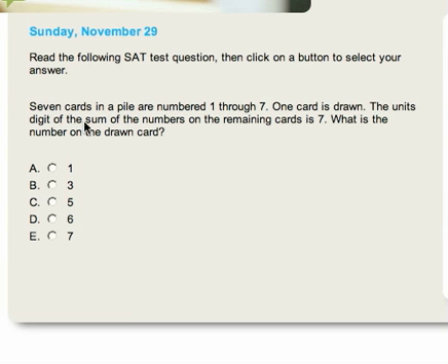7 cards are in a pile numbered 1 through 7. One card is drawn. The units digit of the sum of the numbers on the remaining cards is 7. What is the number on the card, the drawn card?